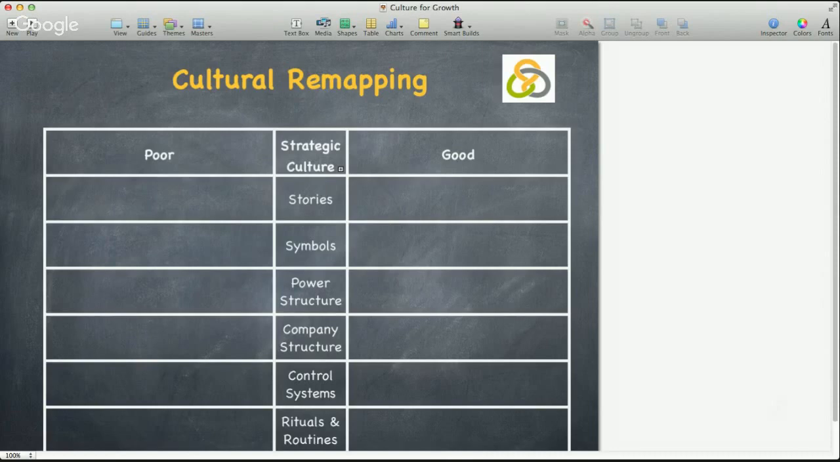Whilst we have already thought about what actually happens, this is the point where we want to think about what our values are and how we really want the strategic culture to look like in the 6 different elements: the stories, the symbols, the power structure, the company structure, the control systems, the rituals and routines. We need to ask lots of questions now.